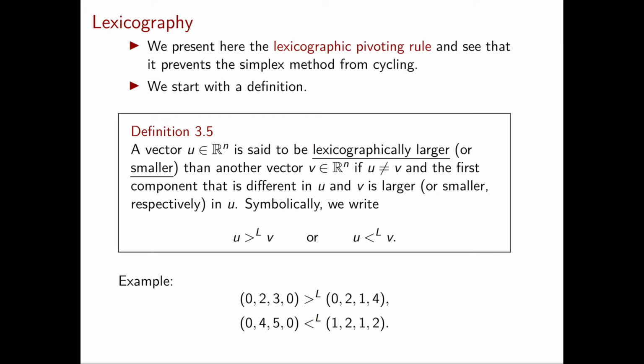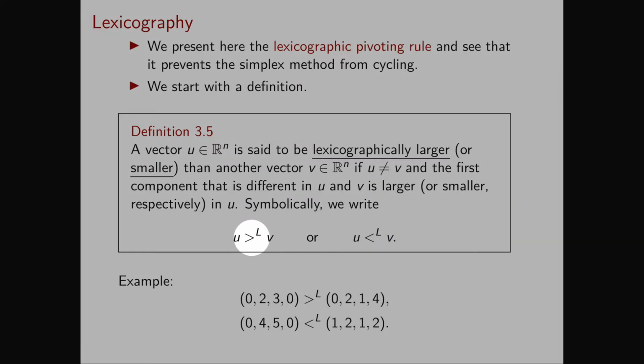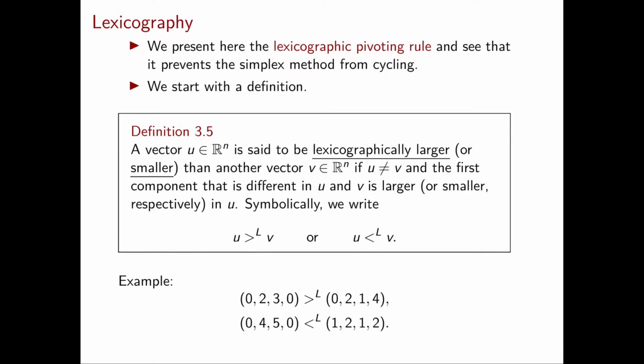Let's start with the lexicographic pivoting rule. This is the first of the 2 pivoting rules that we will see that always avoid cycling. To introduce this pivoting rule, we need to define first what it means for a vector to be lexicographically larger or smaller than another vector. Given 2 vectors, u and v, we say that u is lexicographically larger than v whenever u and v are different, and the first component that is different in u and v is larger in u. Let's immediately see an example over here.